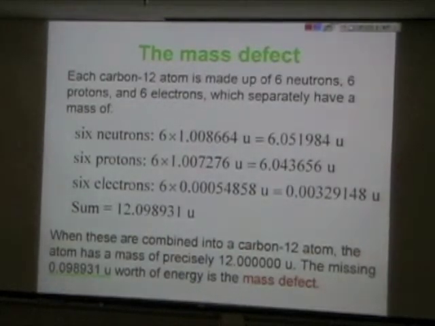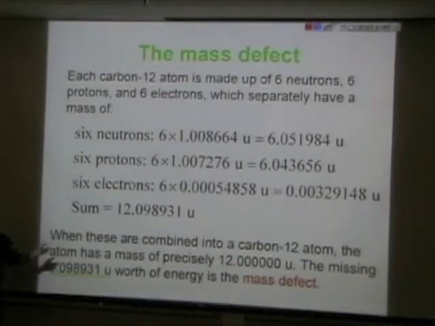Well, in this example, it's not about helium, it's about carbon. There is a difference. A very small difference, but a difference. In atomic mass units, the nucleus of carbon-12 should weigh exactly 12 atomic mass units. But if we calculate just the mass of 6 protons, and so on, we get a slightly different number.